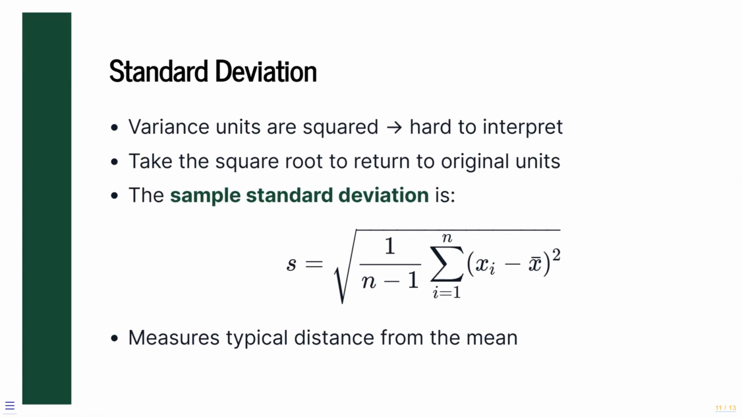To return to the original units of the data, we take the square root of the variance. This gives the sample standard deviation. The standard deviation represents the typical distance between observations and the mean.